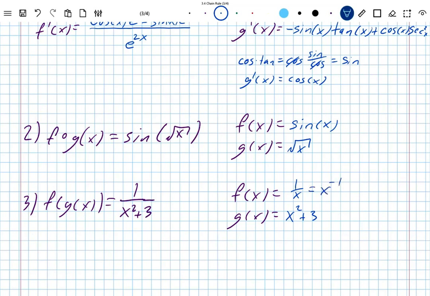Okay, so your ability to recognize a composition is going to be necessary for you to know when you should use the chain rule, which we'll learn real quick here.